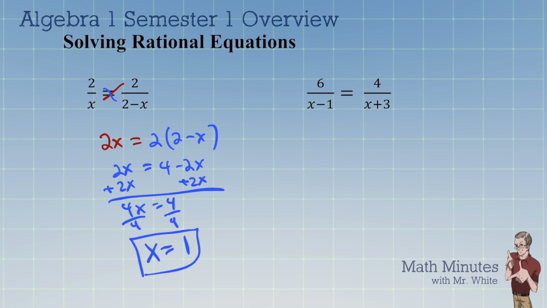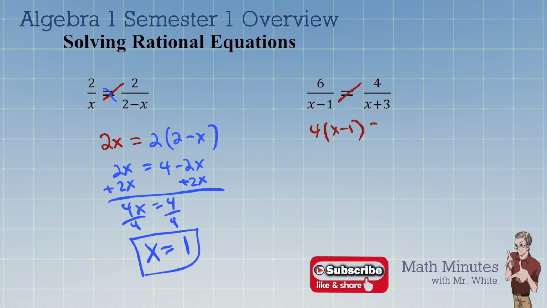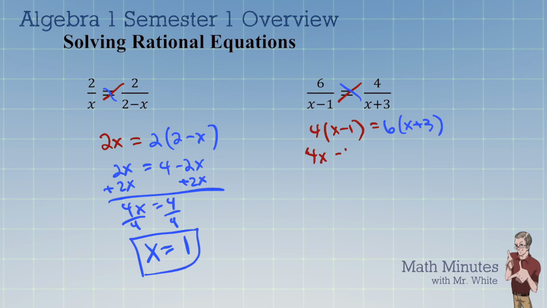That wasn't so bad. And I know I'm going quickly, but hopefully you're catching on. You're recalling how to do all these inverse operations as you solve these equations. So we'll do this cross product. 4 times the quantity x minus 1 equals, and then the other one, I always like to color code these. Hopefully that's helpful for you. 4x minus 4 equals, and on the right side I've got 6x plus 18.